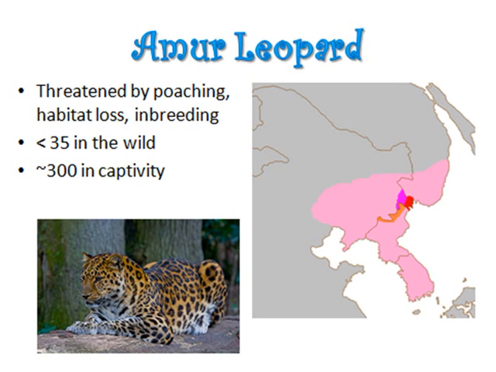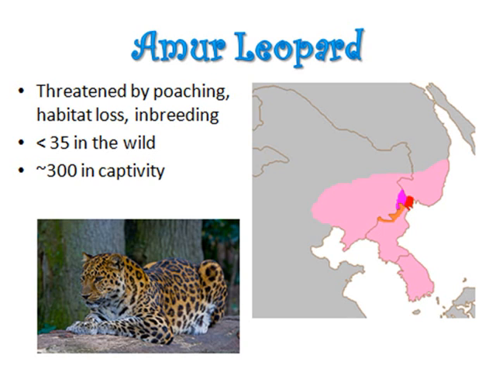It's located on the border, or in the area around the Korean peninsula, particularly where North Korea hits Russia. These animals are threatened by poaching, by habitat loss, and by inbreeding because of their small population. By the way, in case you didn't know, poaching is illegal hunting of animals.